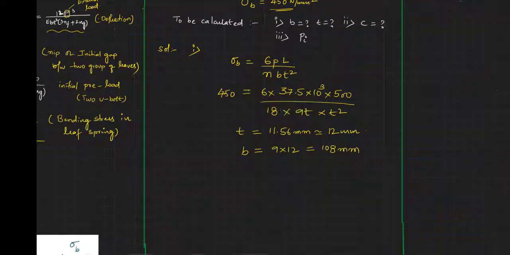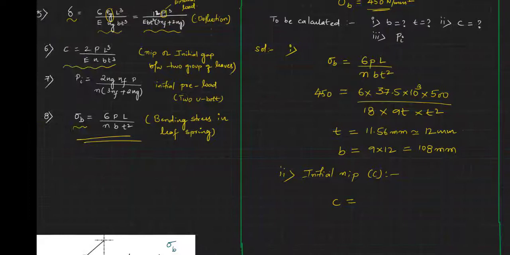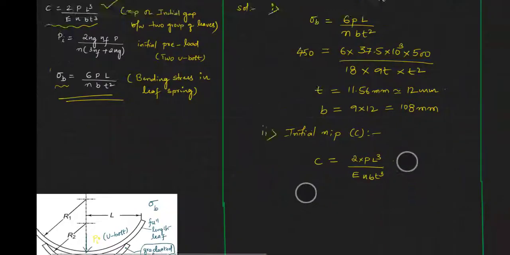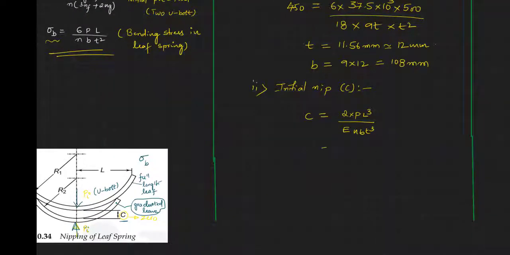Now next I will be solving the second bit. In the second bit we need to calculate C. What is C actually? Initial nip. Initial nip is generally represented with C. And what is the formula to calculate initial nip C? Here you can see it is written: C equals 2PL cube divided by E N B T cube.